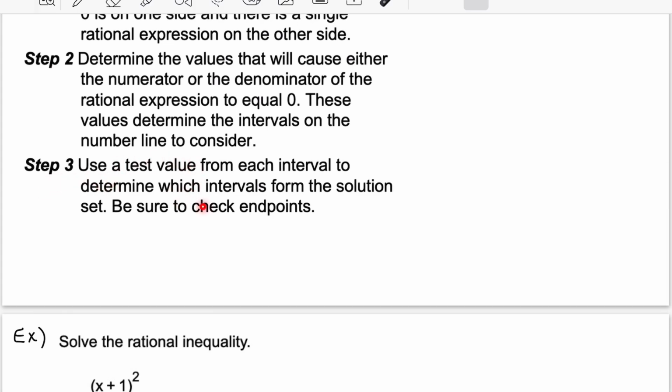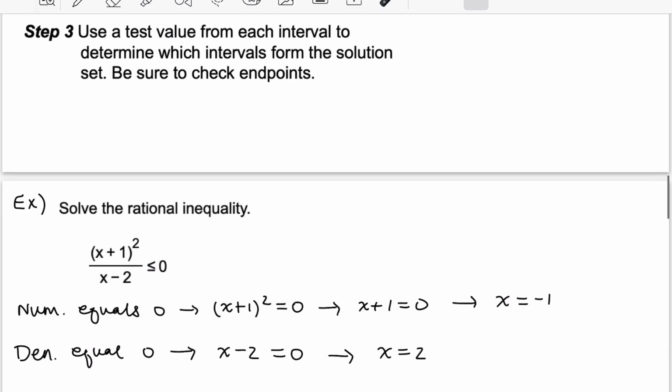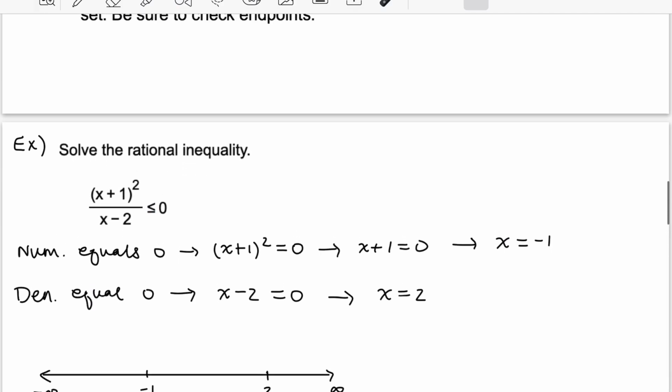Now for step 3, we're going to use a test value from each interval to determine which intervals form the solution set, and in this case, which intervals make our expression less than or equal to 0. Now something else to note here is that we're looking for x values, like I said, that will make this less than or equal to 0. And we just saw that this will be equal to 0 when our numerator is equal to 0, right? Because 0 divided by anything is just 0. So this means this x is equal to 1 here is going to be part of our solution set. So just as a side note there.